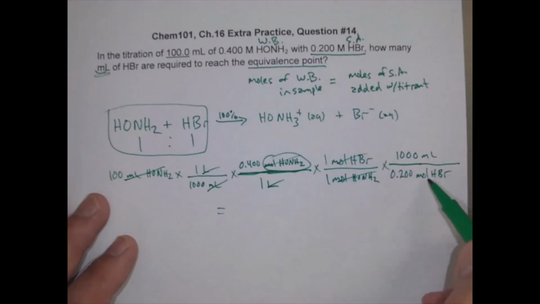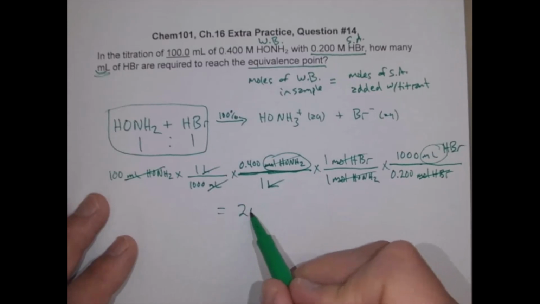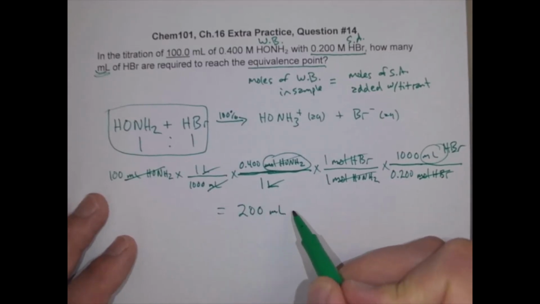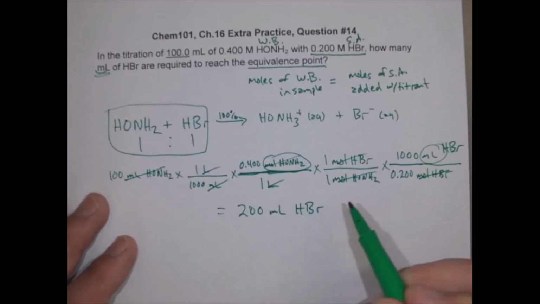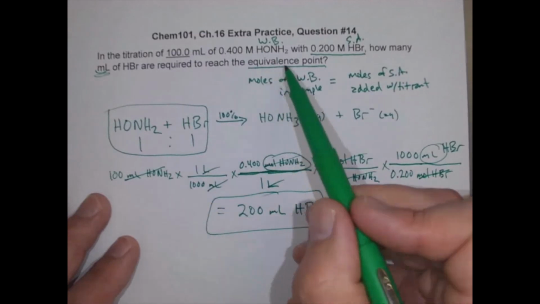So moles of the strong acid over moles of strong acid cancel. I'm left with units of milliliters of this strong acid that I need to add. And if you plug all that into your calculator, you get 200 milliliters of the hydrobromic acid solution needed to neutralize this solution of weak base in order to get to the equivalence point.